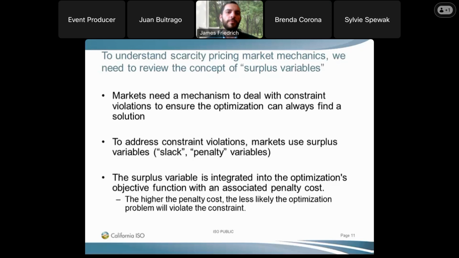And they come with an associated penalty cost, and all of the penalty costs for various constraints and requirements are listed in our tariff and business practice manuals. So when you see those dollar values, and we'll show an example of some of those on an upcoming slide, you can think of those as the penalty costs associated with surplus variables, and that's how they're integrated in the market. Now, the higher that the penalty cost of each surplus variable is, the less likely the optimization problem will violate the constraint. So we'll talk a little bit about that. Let's go on to slide 12.